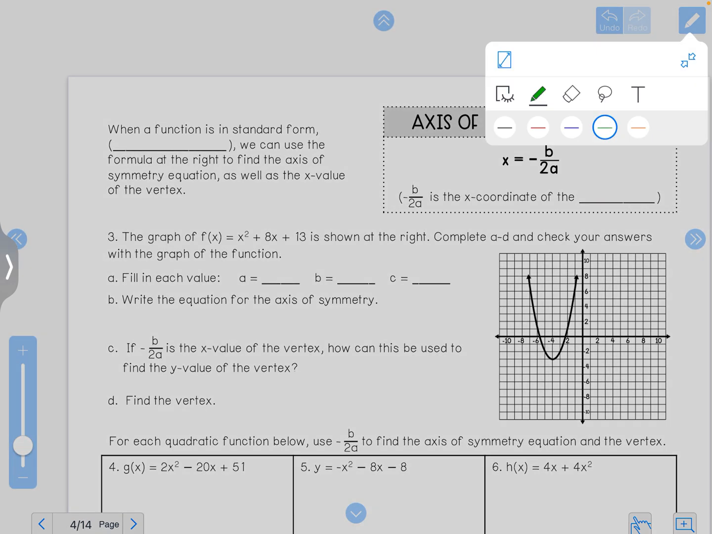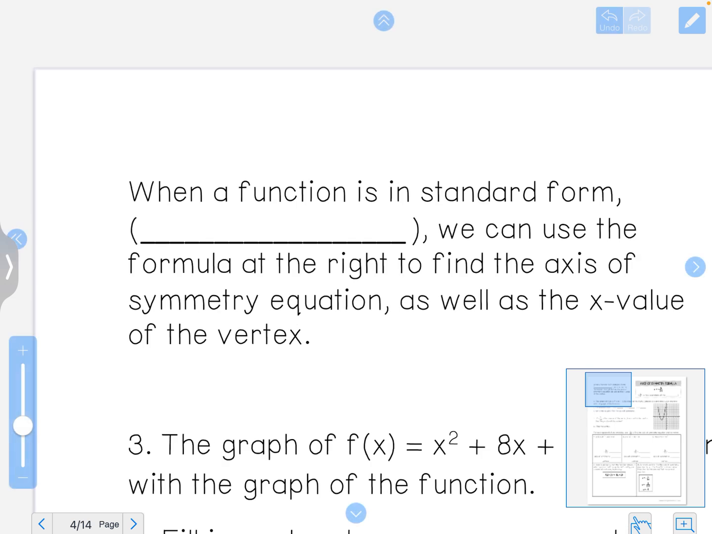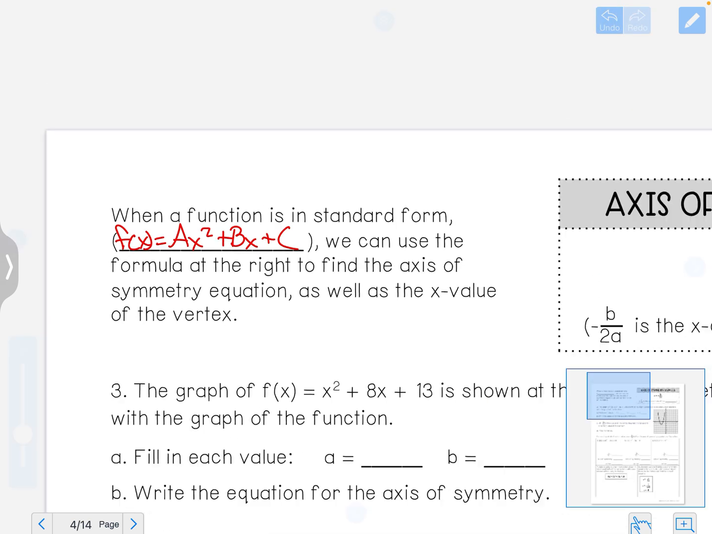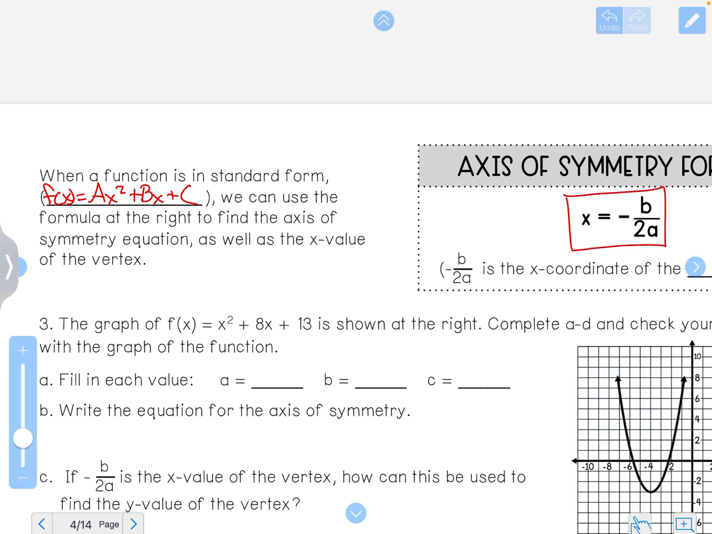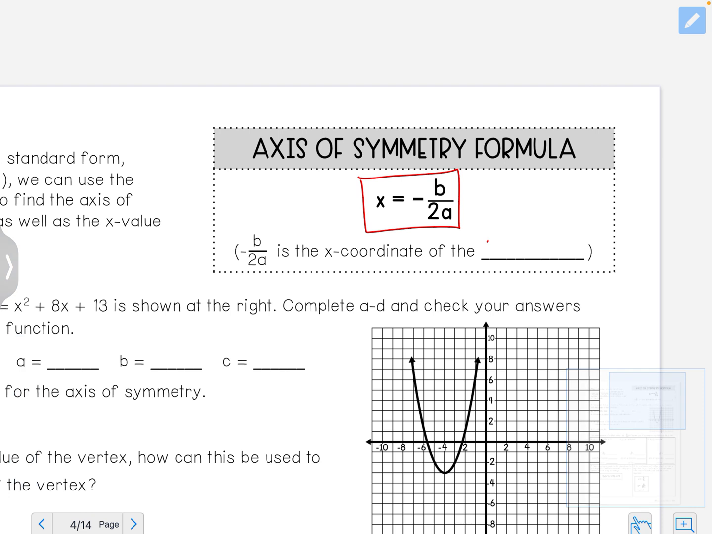But if we're not given a graph, we do have a way that we can find them. When our function is in standard form, f of x equals ax squared plus bx plus c, we can use this formula right here: x equals negative b divided by 2a. The answer to this is the x-coordinate of the vertex. So we're going to find the x-coordinate of the vertex, and when we do that, we'll know where our axis of symmetry is.